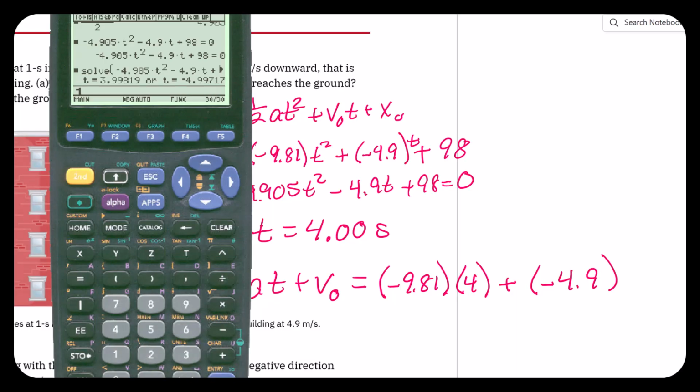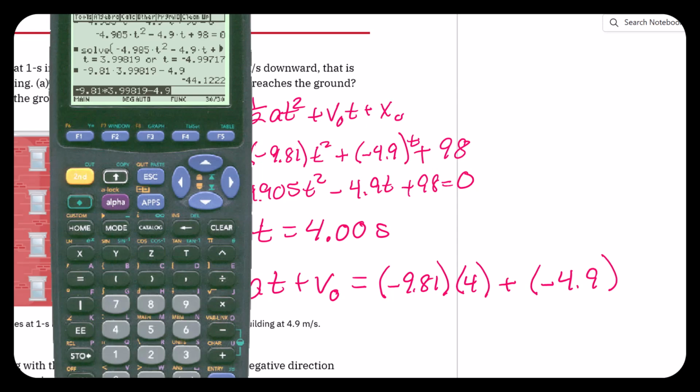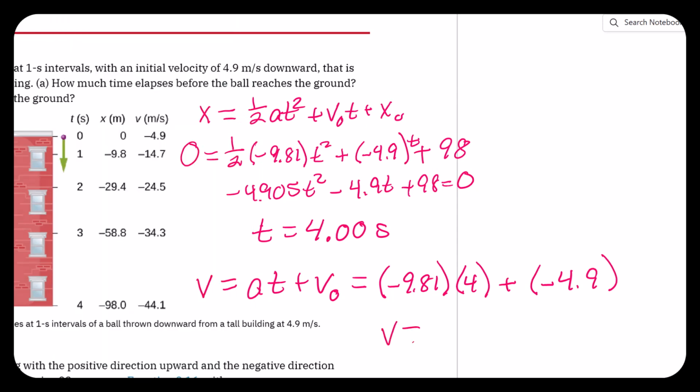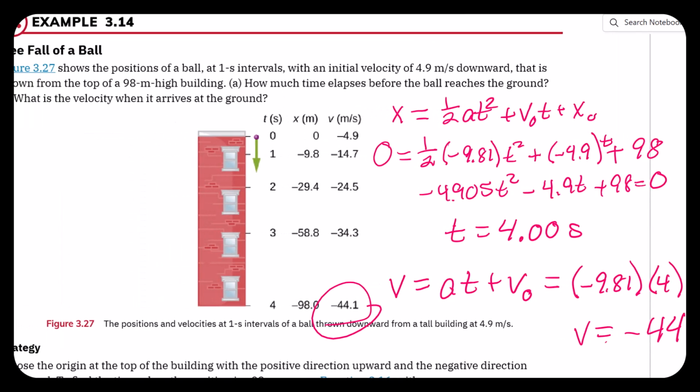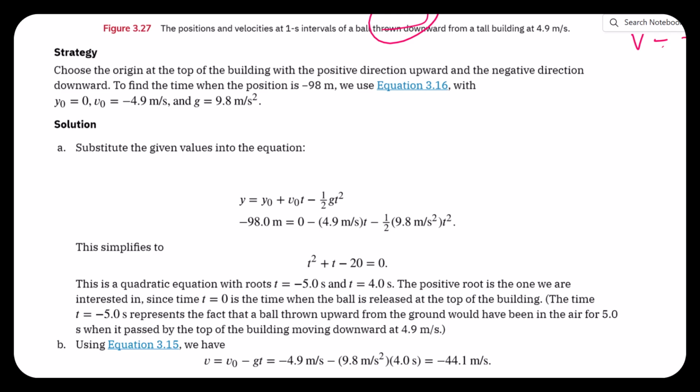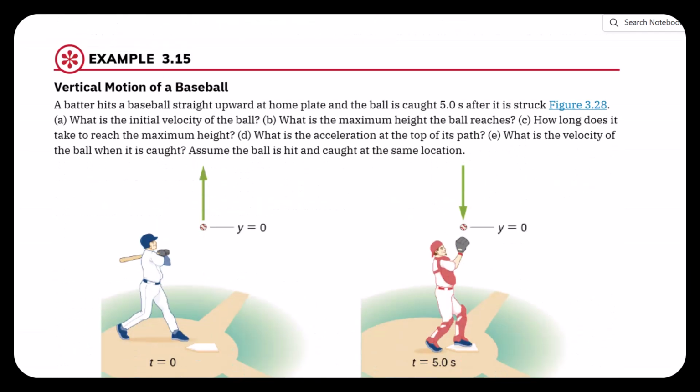So negative 9.81 times 3.99819 minus 4.9 gives negative 44.12. So velocity is negative 44.1 meters per second. And yep, that's the same thing they got there. Awesome. So you see, these aren't too bad. It's pretty much the exact same thing you've already been doing, just specifically with gravity.